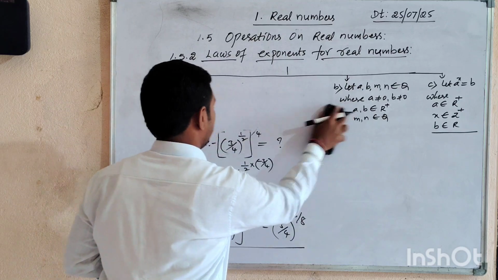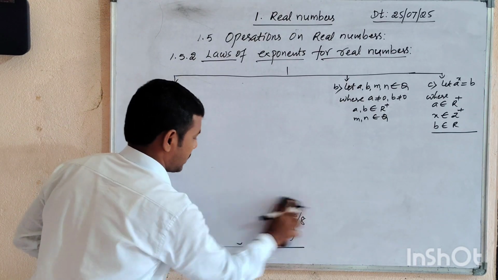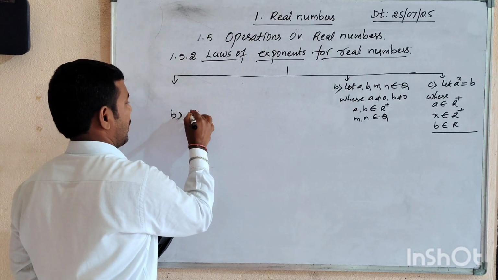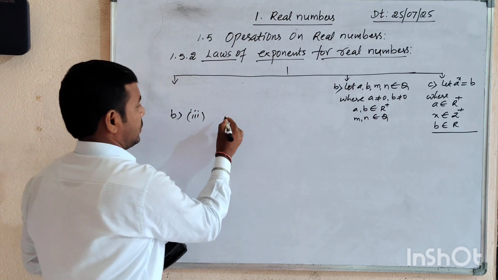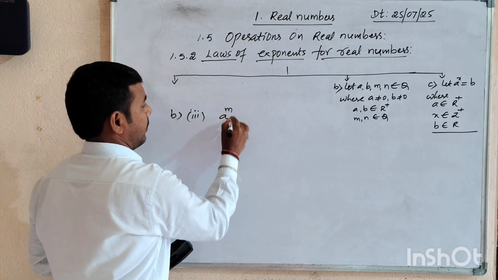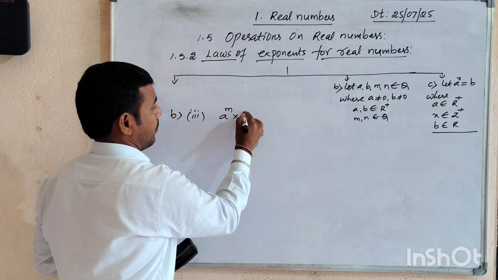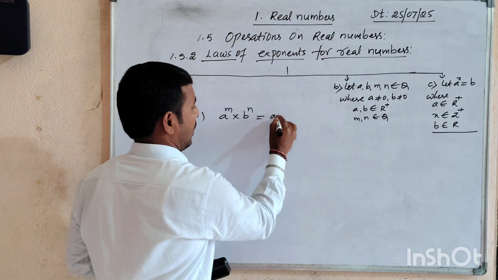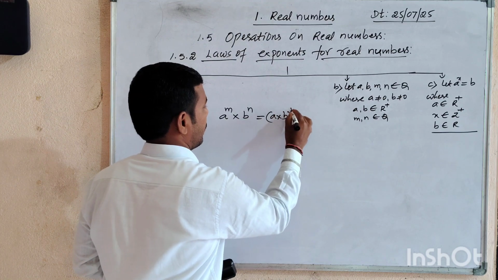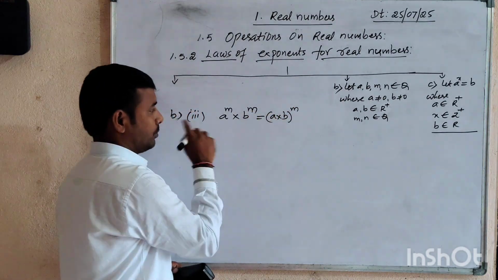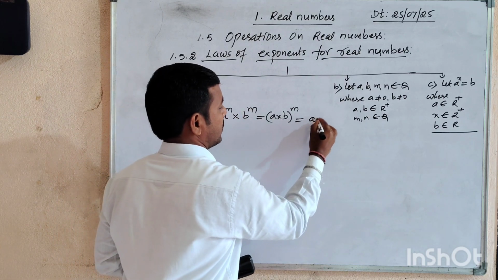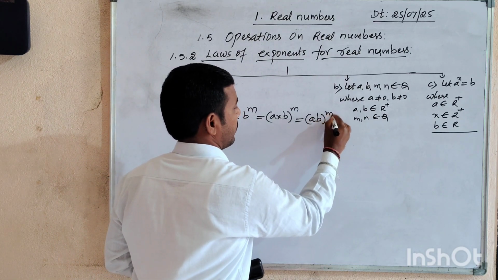Next, let us see the third one. What is the third one? Suppose a to the power of m into b to the power of n equals a into b to the power of m. Sorry, here m. The base is different, the power should be the same. Now this can be written as ab to the power of m.